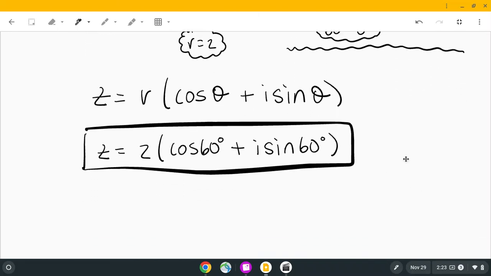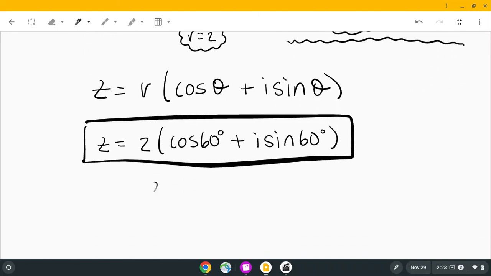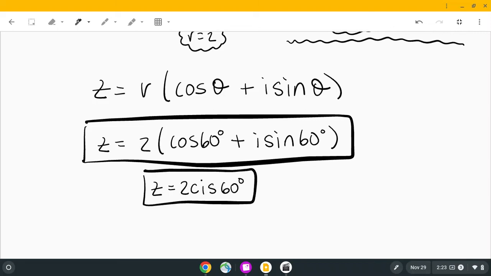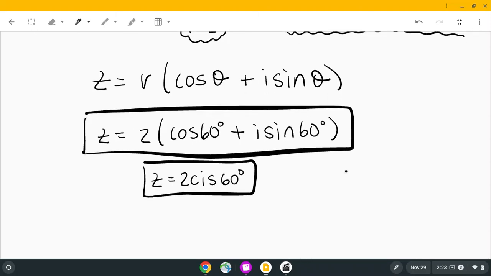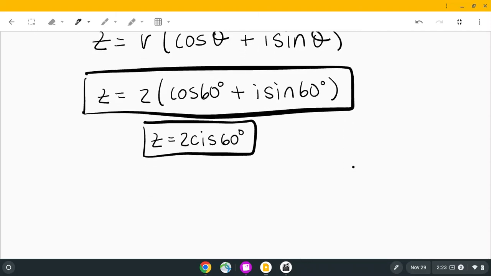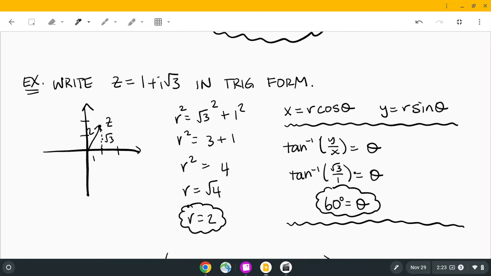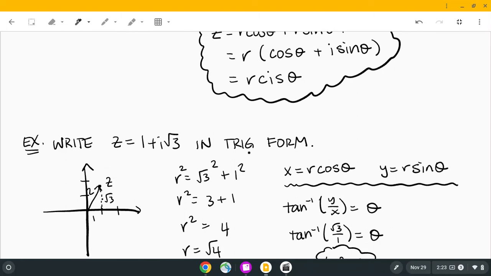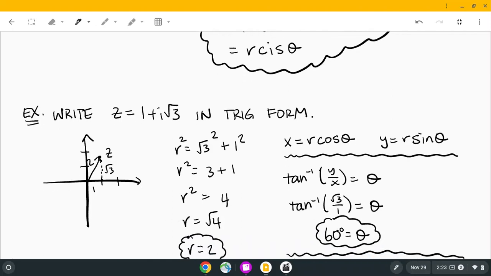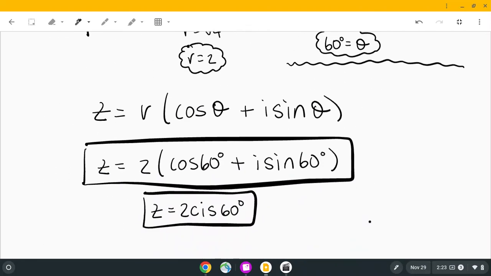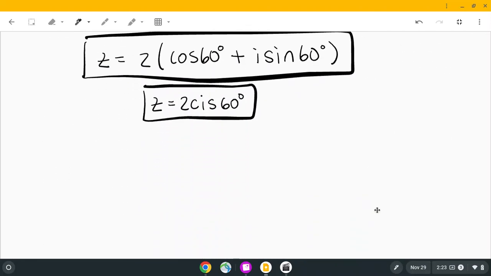That new way of writing it would be 2 cis 60. So when they ask you to write this in trig form, you're going to have to draw this out, come up with r and theta, and you're done.